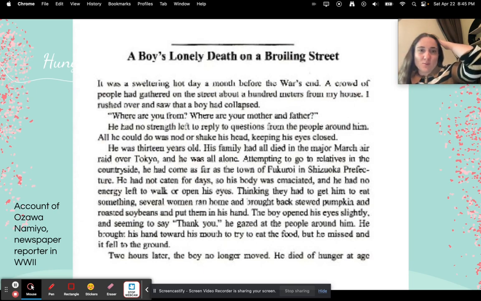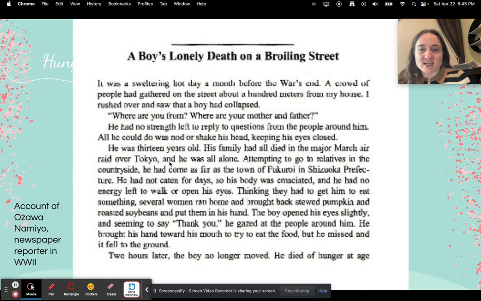So this is called A Boy's Lonely Death on a Broiling Street. It was a sweltering hot day, a month before the war's end. A crowd of people had gathered on the street about 100 meters from my house. I rushed over and saw a boy had collapsed. Where are you from? Where are your mother and father? He had no strength left to reply to questions from the people around him. All he could do was nod or shake his head, keeping his eyes closed. He was 13 years old.